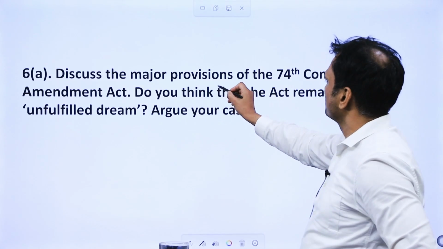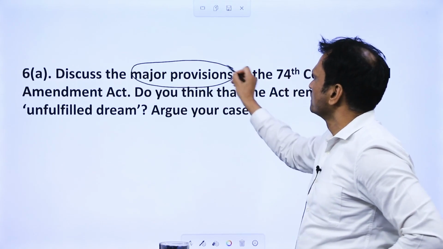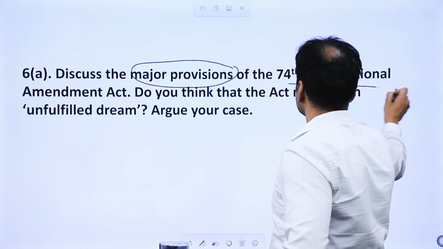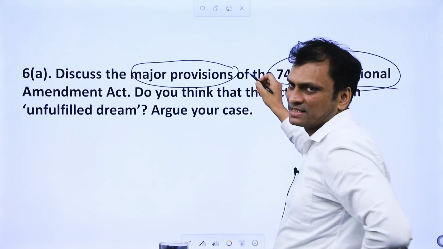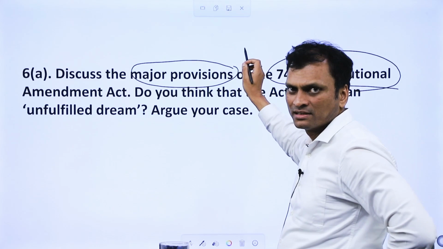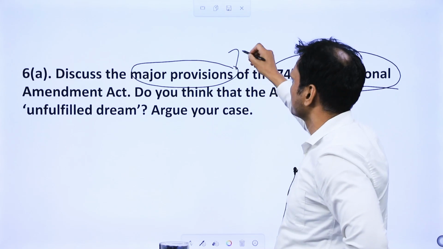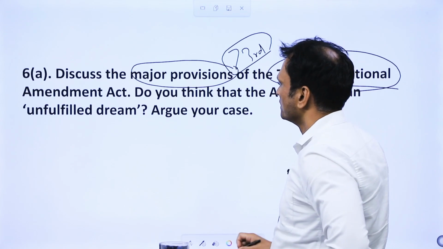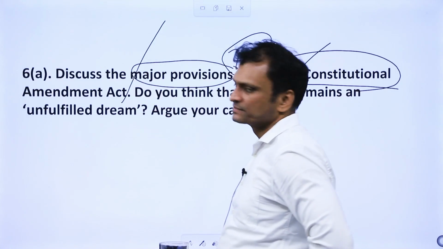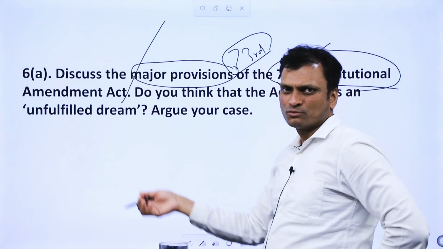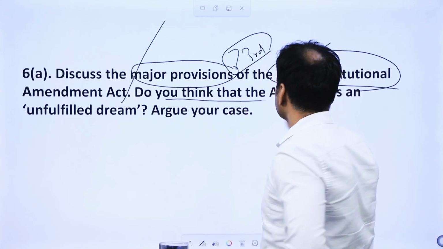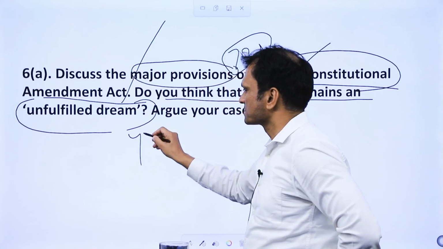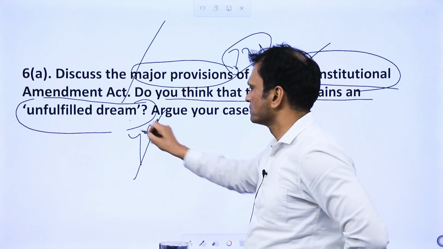So discuss the major provisions, तो ये तो कर दो, very easy, major provisions लिख दो। Municipal Corporation Act, 74th. PRI मत लिख देना भाई, 73rd ना है, ये 74th है। बहुत लोग गलती से 73rd भी लिख के आ गए होंगे, I can understand, but this is not 73rd, it is 74th। तो ये तो लिख दो, इसके जो भी 2-4 पॉइंट फैक्ट तुमको पता है वो लिख डालो। Do you think that the act remains an unfulfilled dream? Will you say yes, no?